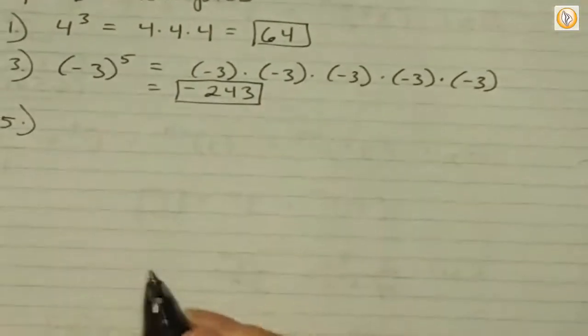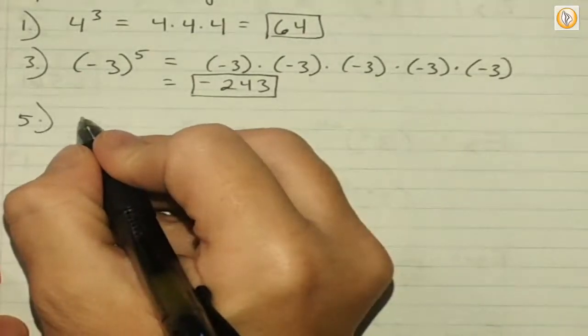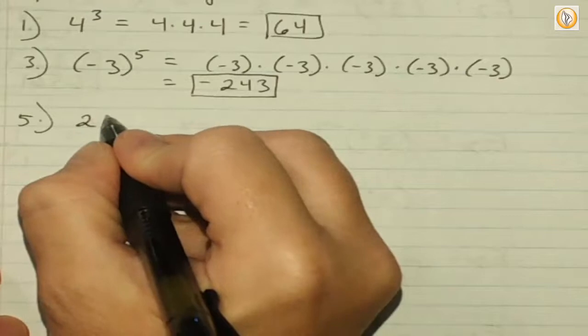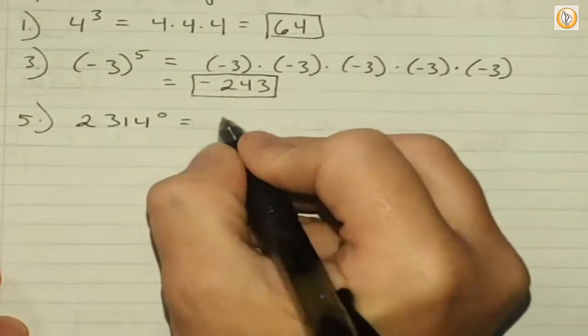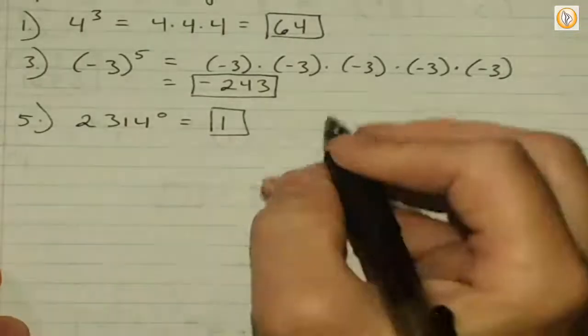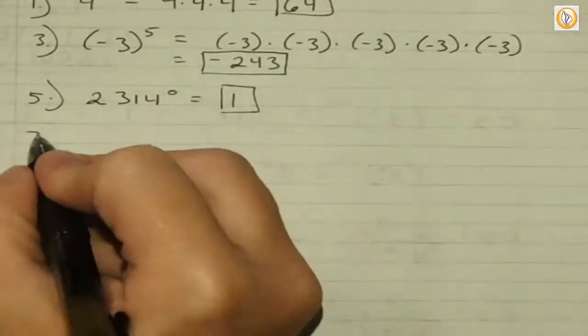All right, 5. Gabby. 2,314 to the 0 power. Yes. Some of y'all are like, man, why didn't I get that one? Yeah. All right, very good.